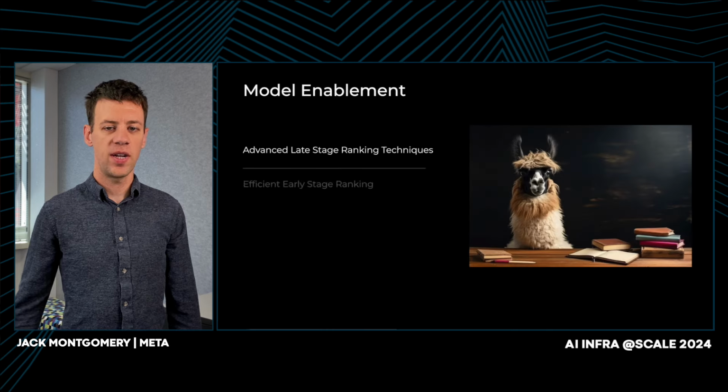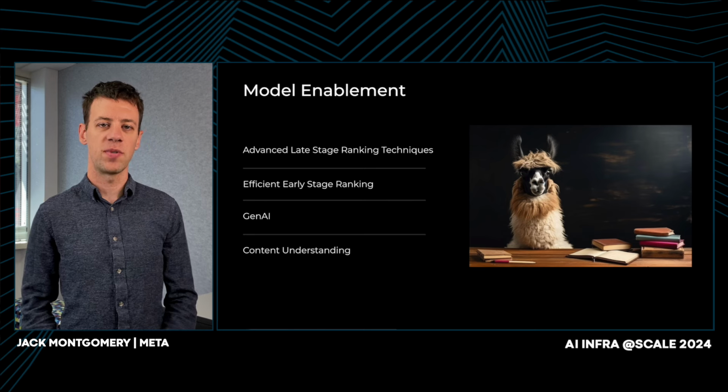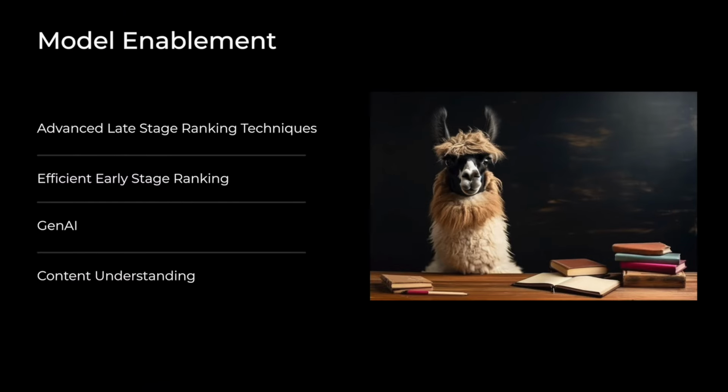Now let's discuss model enablement. The MTIA software stack has been put to the test across a wide range of model types and applications. Some of these applications include advanced late-stage ranking techniques, very efficient early-stage ranking, several different Gen AI use cases, as well as content understanding models.